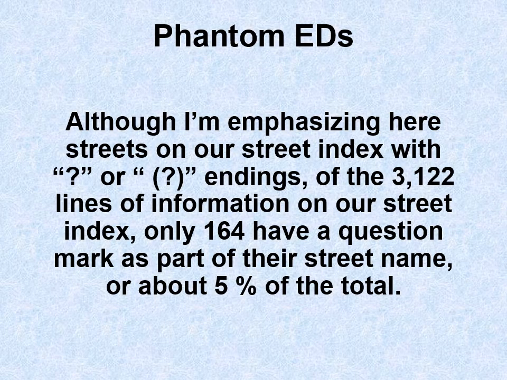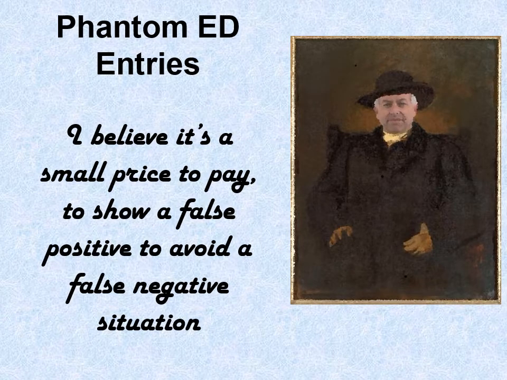Although I'm emphasizing here streets in our street index that I put in there because of the report with question mark or space question mark endings, of the 3,122 lines of information on our street index for Philly, only 164 have a question mark, either variation, as part of their street name, or about 5% of the total. So hopefully this won't impact very many of you. And I believe, in terms of these phantom EDs, it's a small price to pay to show a false positive, which were these phantom EDs, to avoid a false negative situation.